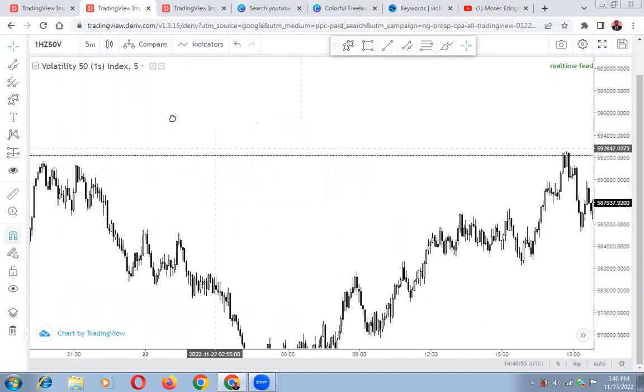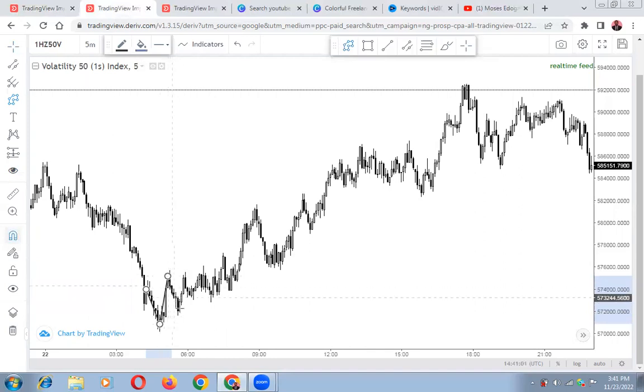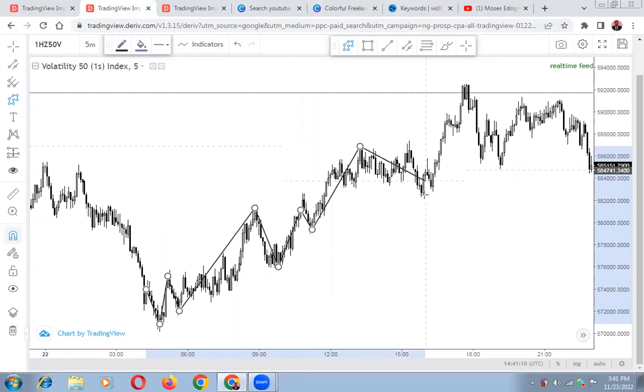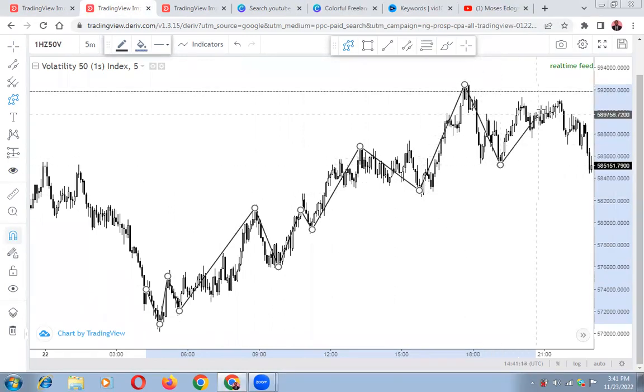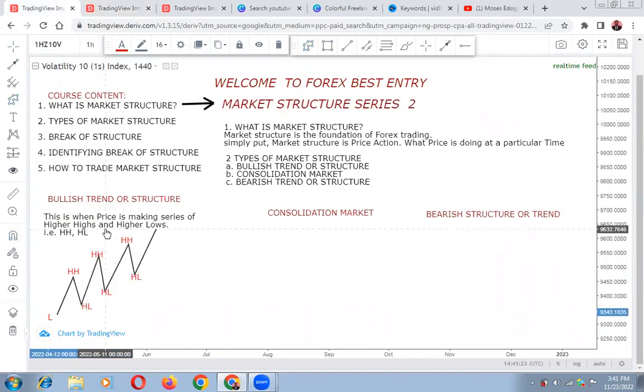Now let me take you down, let me not leave the time frame. This is just the structure we're talking about. Price came, gave us a higher high, a higher low, a higher high, a higher low, a higher high. It gives us this small low here, moves up, gives us this high, gives us this low, hits this high, gives this low. So it keeps going in that order. So this is a bullish structure or a bullish trend.